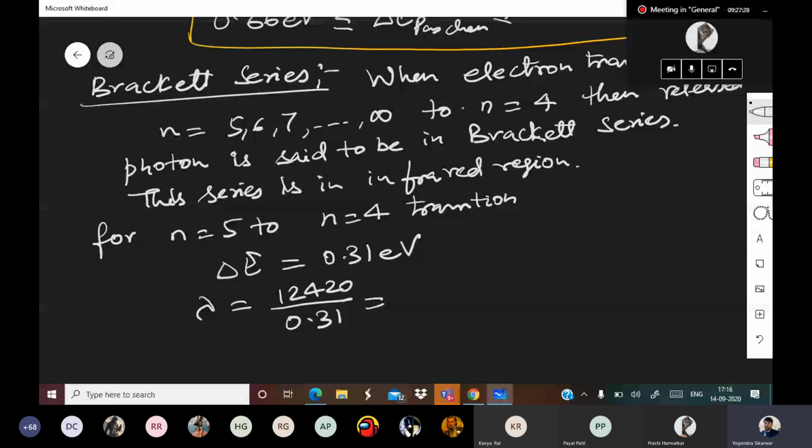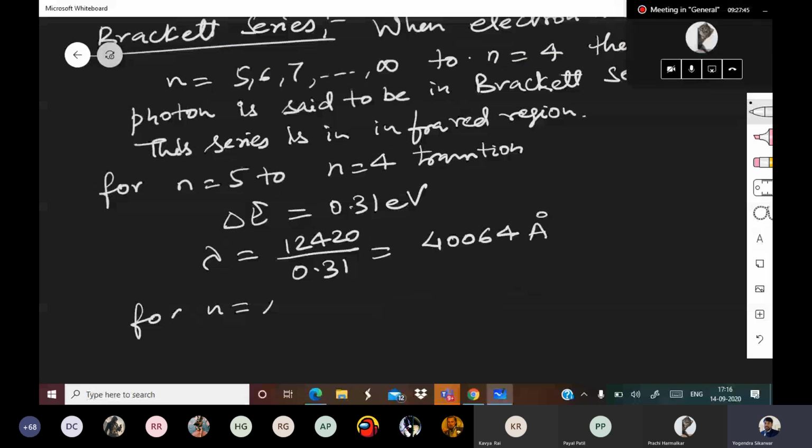So that comes out to be 40064 angstrom. Okay. For n is equal to infinity to n is equal to 4, how much is delta E? Tell me that.